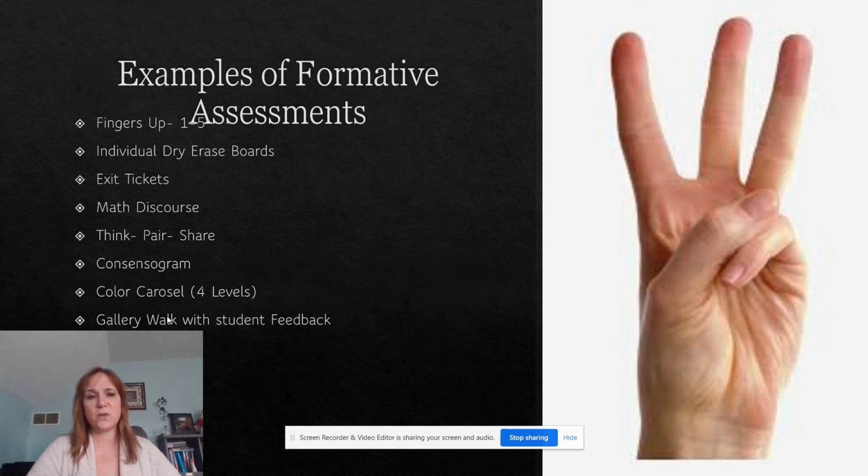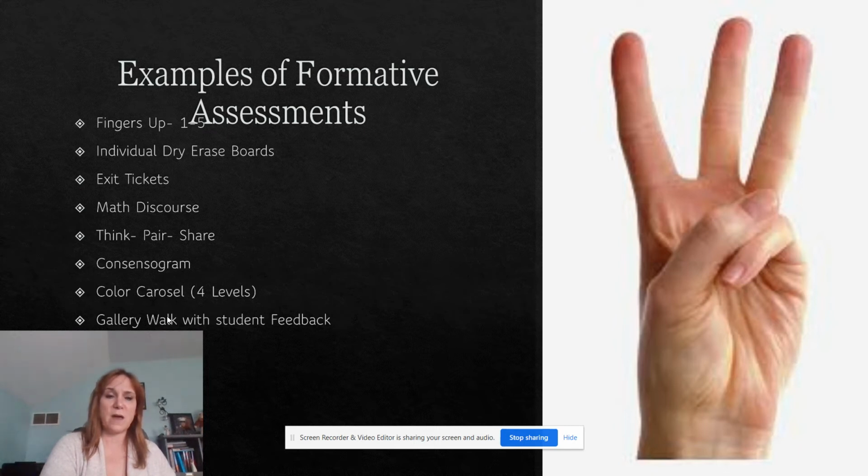Individual dry erase boards, teachers can ask questions and students can write on the erase boards and just flash their answers. And it gives teachers a quick snapshot of who's understanding and making progress toward their learning target. Exit tickets are on the way out the door. You can ensure that students understood the lesson being taught that day and the learning objective.